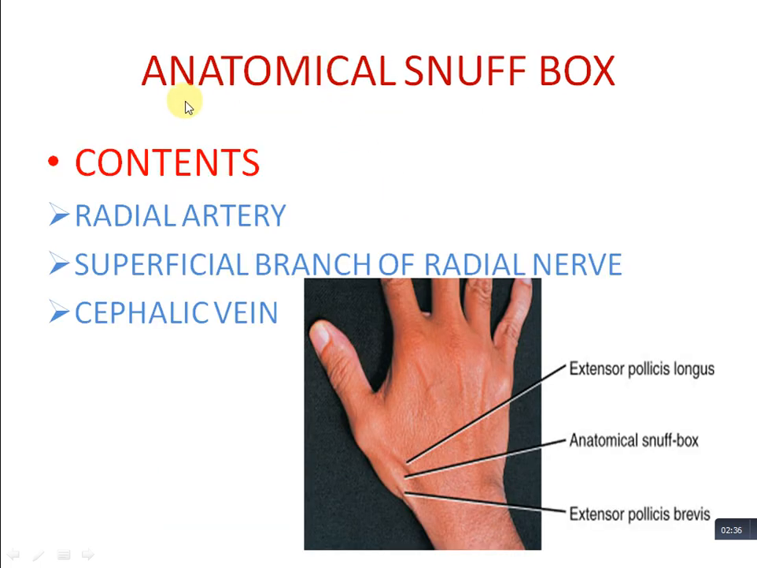Then we have the anatomical snuff box. Here you have to learn about the boundaries of the anatomical snuff box and also its contents. I'm going to make a separate video on it. See, this is the anatomical snuff box, this depression, which is medially bounded by the extensor pollicis longus and laterally bounded by the extensor pollicis brevis. So you should and must go through these questions before attending your VIVA. Thank you very much. Have a nice day.